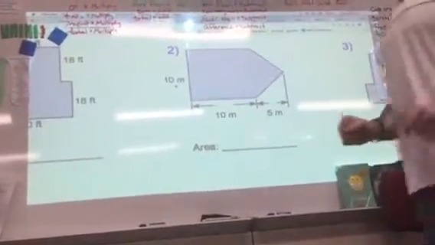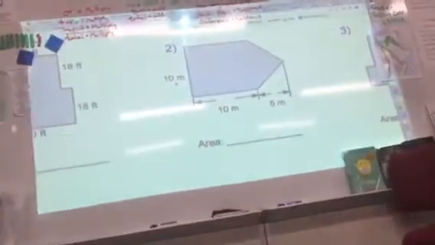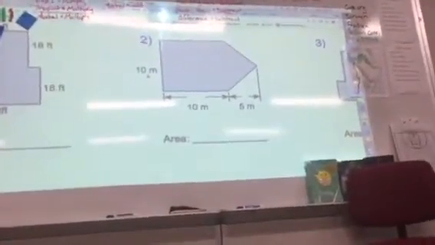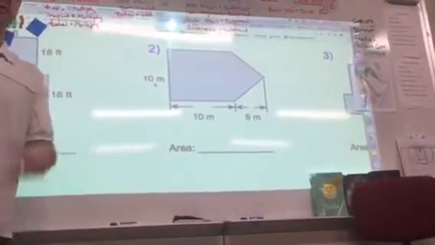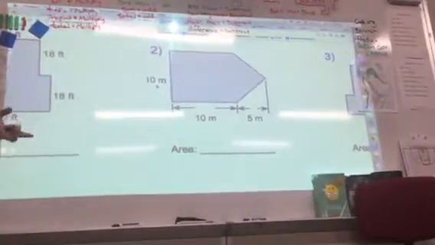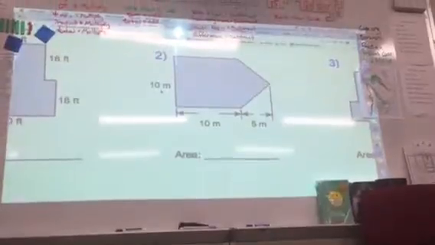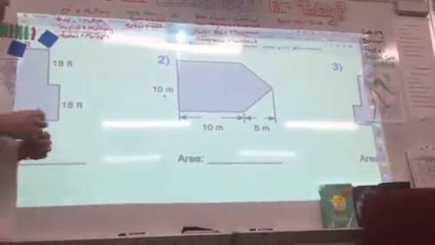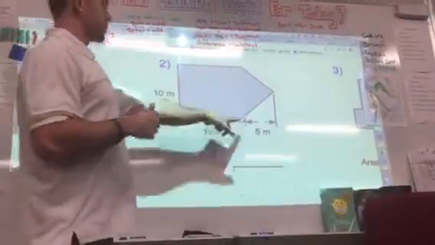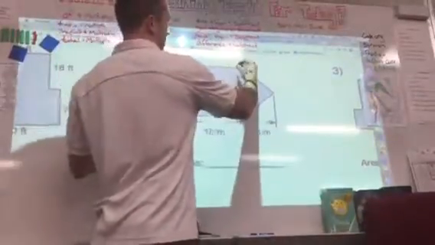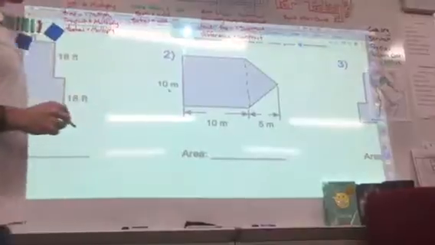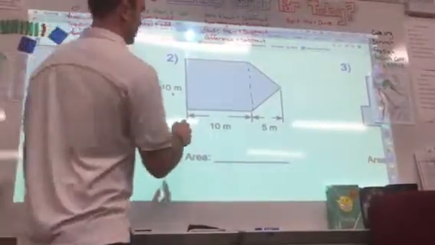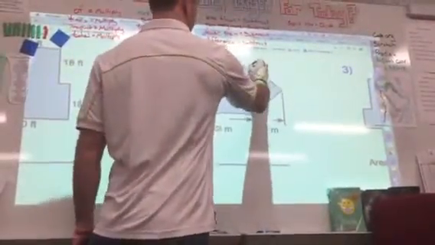Okay, number 2 here. First off, the first thing we need to do is see where we could split the shape and create 2 separate shapes, or 3 separate shapes, or 4 separate shapes. It just depends. Lacey, where should I put my dotted line? This one? Yes. Okay, so what 2 shapes are we forming? Square and triangle. Good. The square doesn't look like a square, but maybe it is. It's a square and a triangle.